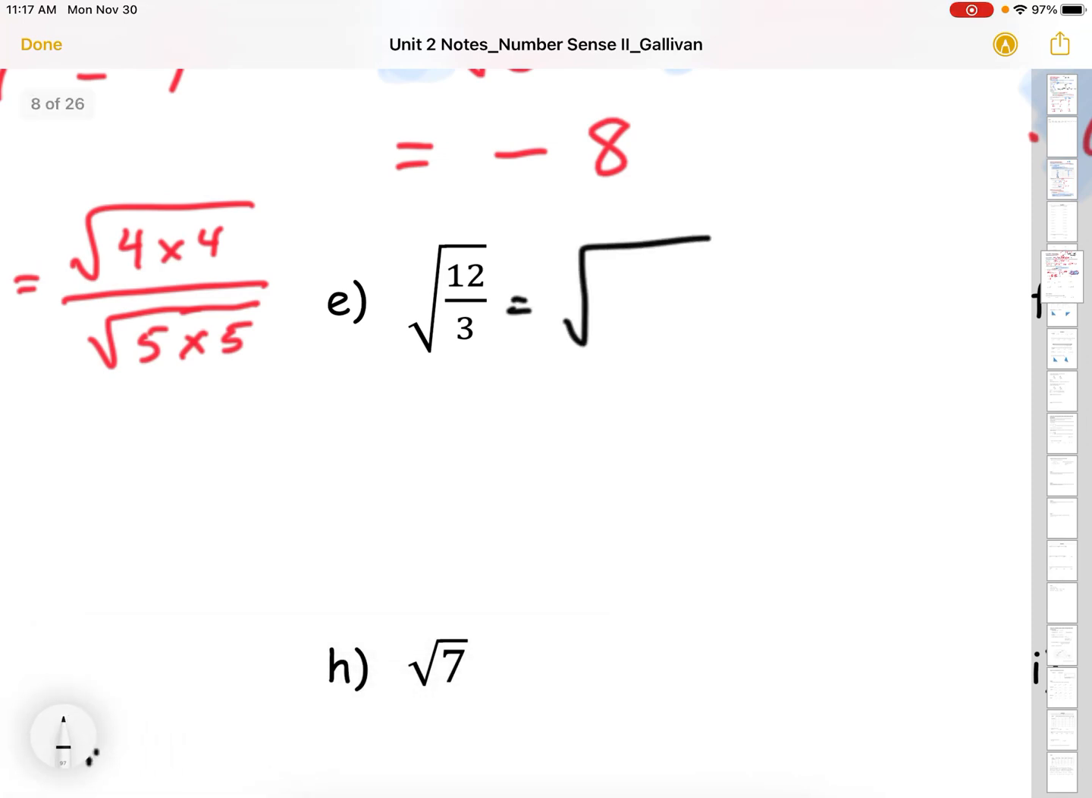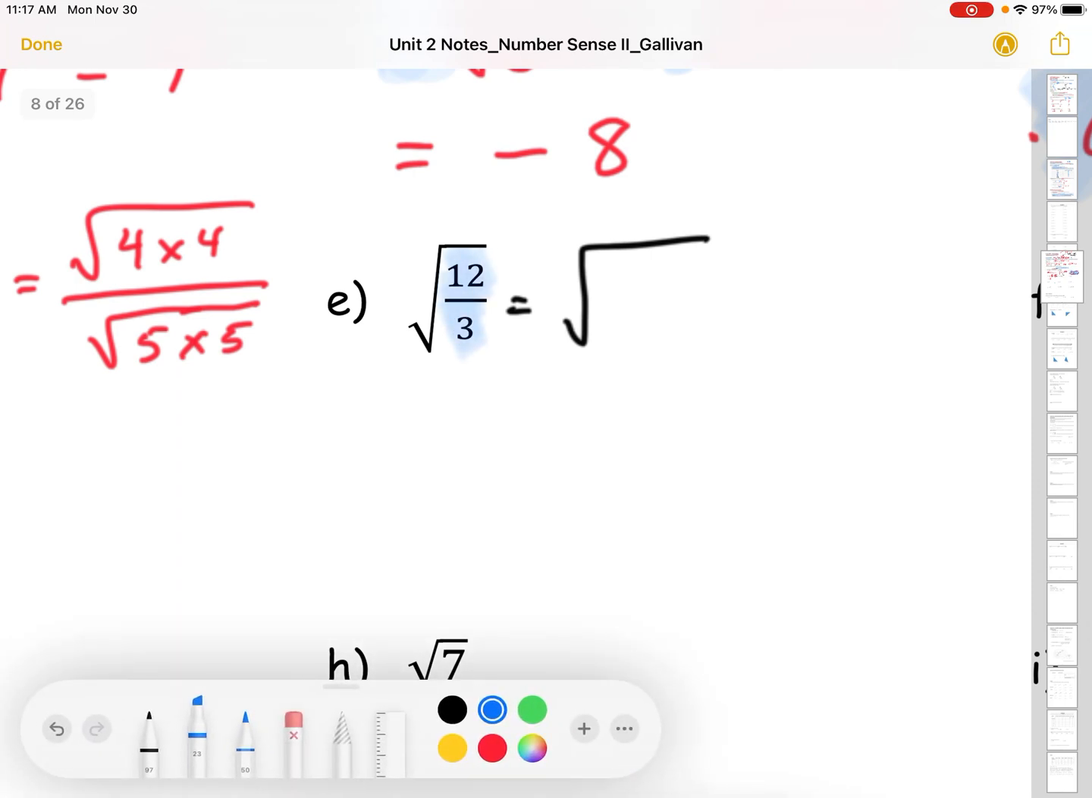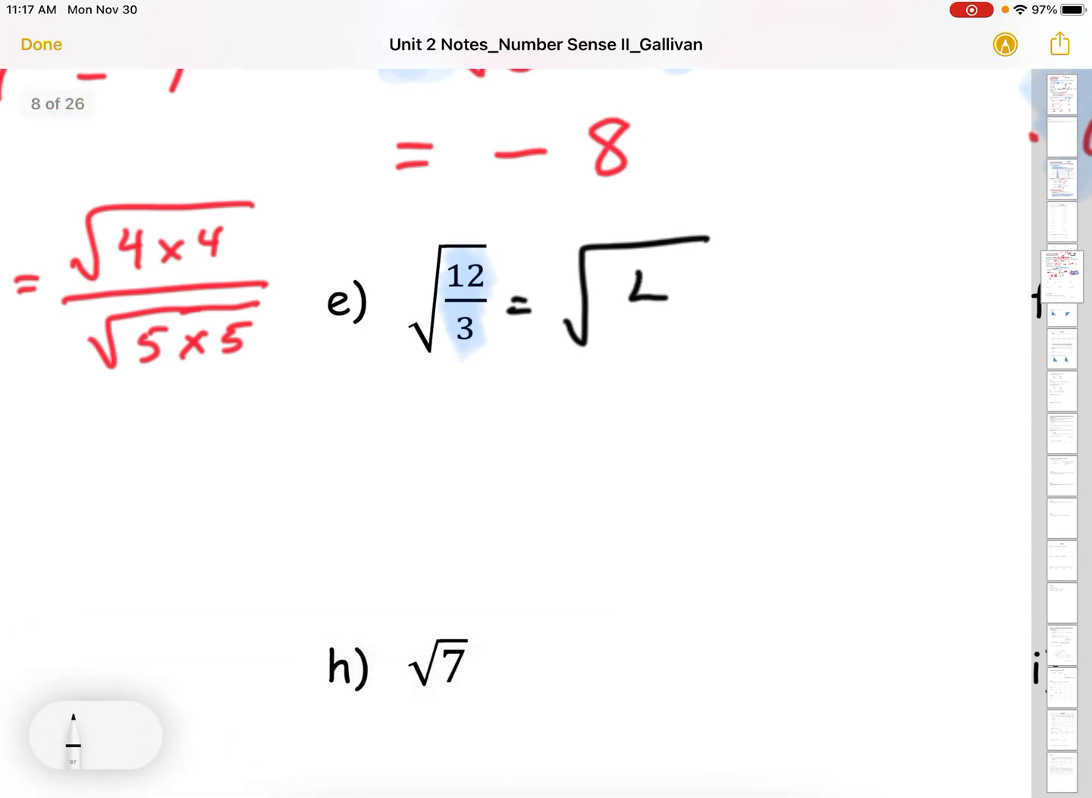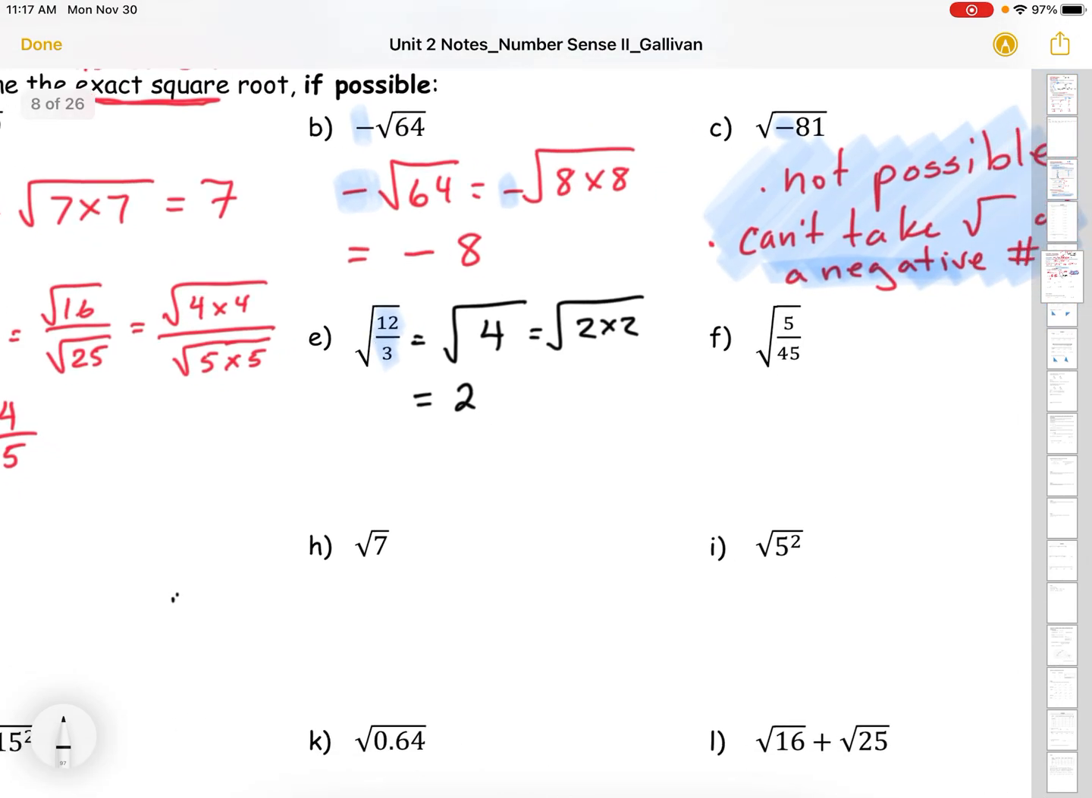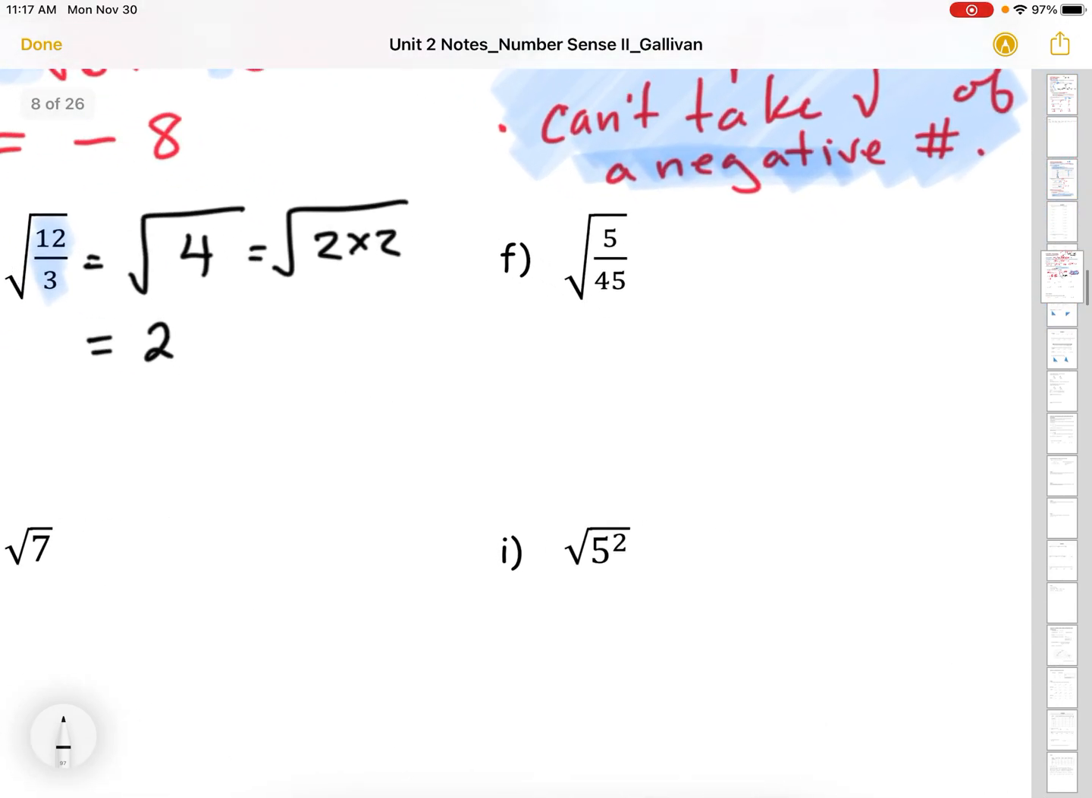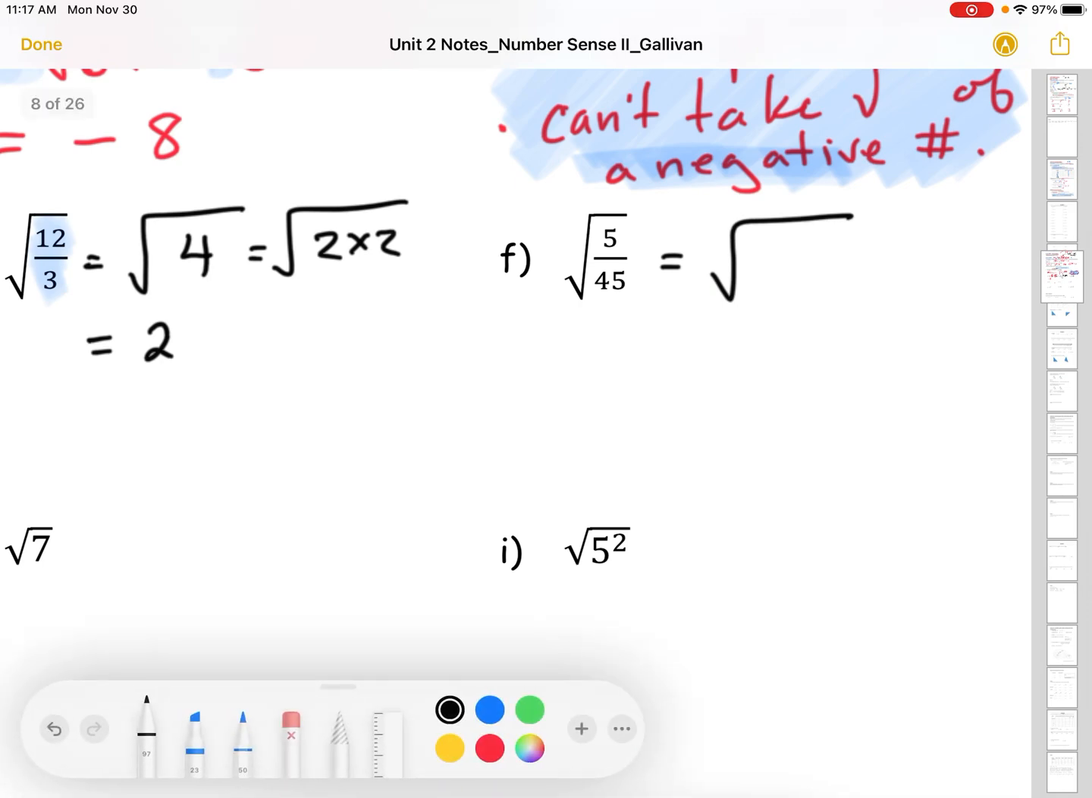So I can actually divide those first. They're inside the bracket, so let's simplify that. What is 12 divided by 3? Well, 12 divided by 3 is 4. 4 is equal to 2 times 2, so the square root of 4 equals 2. Okay, now I can do the same thing here. I can reduce this fraction. So I have this fraction underneath.